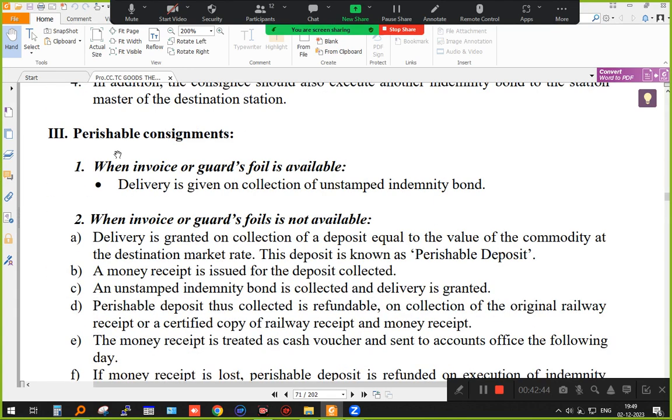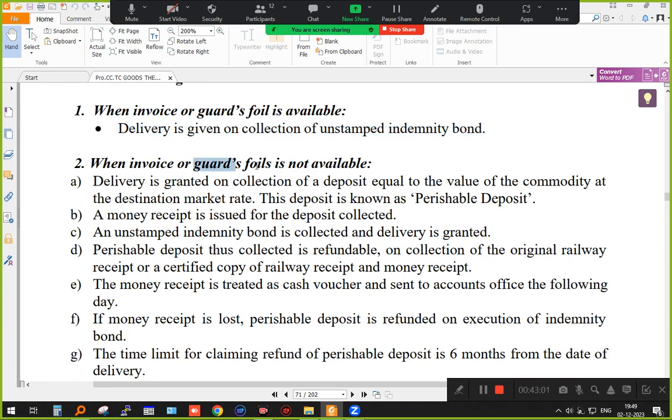Okay. Now the third item is perishable consignments. When the invoice or goods file is available, delivery is given on an unstamped indemnity bond. This is a simple matter. But when the invoice or goods file is not available, this is again a very interesting topic.